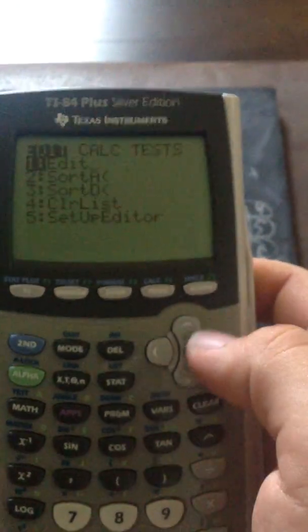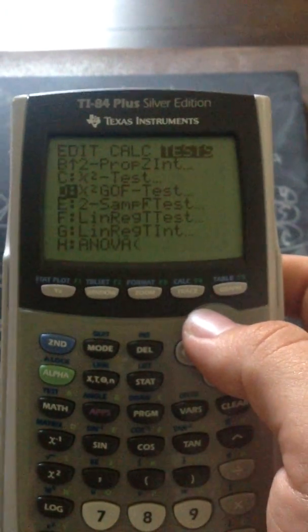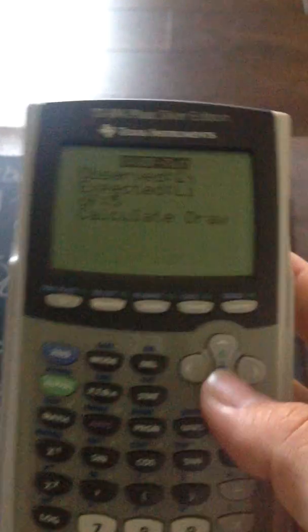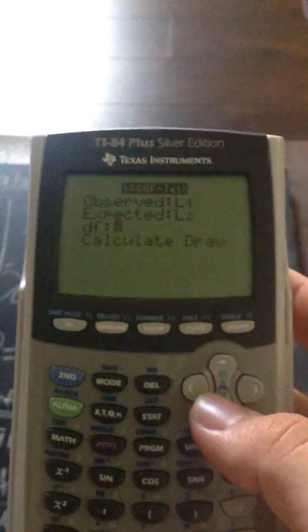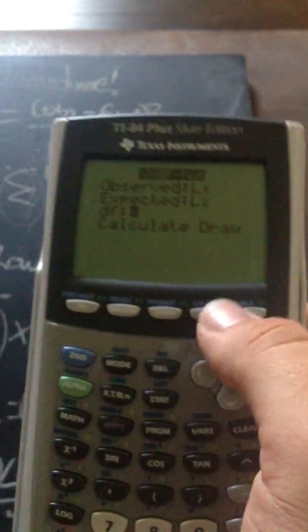You go to stat. You go all the way to the side to the tests, up, and you find this chi-squared GOF test, just like it's written down here. Okay? You're going to press enter on that chi-squared GOF test. Notice, observed, expected, and degrees of freedom. Degrees of freedom is how many numbers you have. So I got 6 numbers here, it'd be 5.